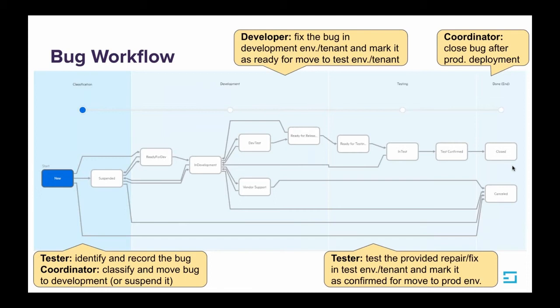The test confirmed phase is again the list of bugs that are repaired, successfully tested, and release notes are confirmed, and we can move them to the operational team to deploy to production in our maintenance windows or regular deployment releases we have every month. Once it's deployed to production, the coordinator closes this bug, and the lifecycle is done.